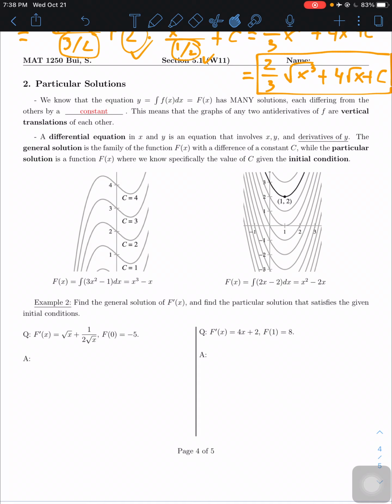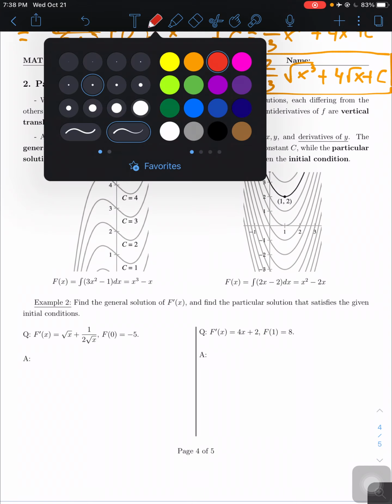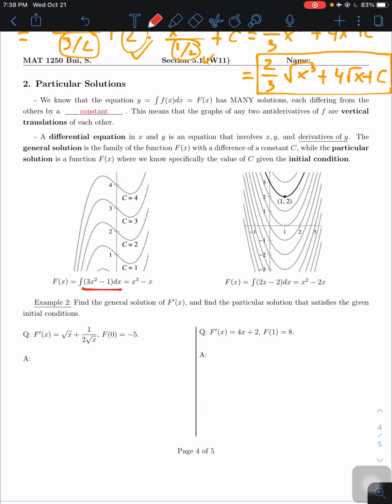Okay, so say we were to take the derivative of this function right here, well, how do we do it? So here, let me put it in here really quick. First of all, I'm going to split it out into two integrals. So I'm going to have the integral of 3x squared dx minus the integral of 1 dx, right?